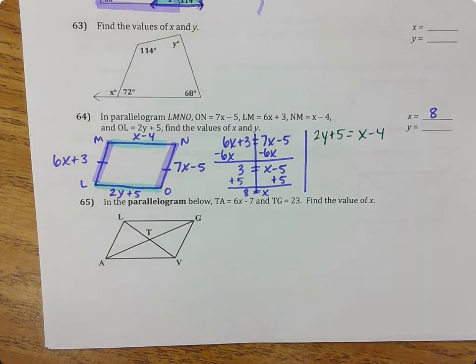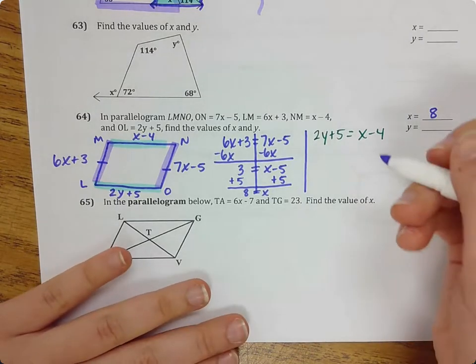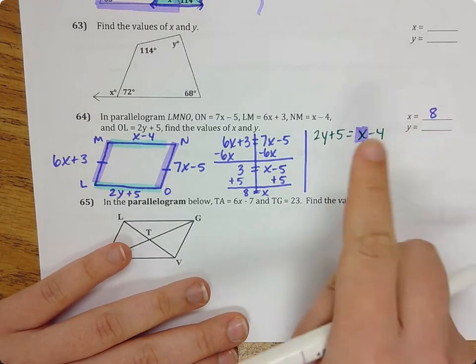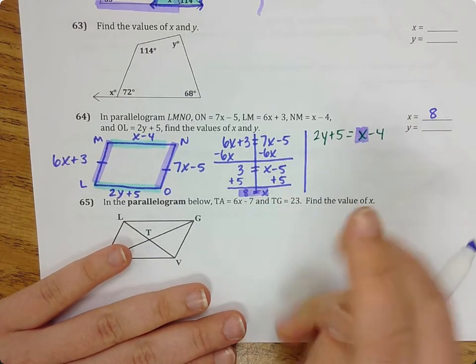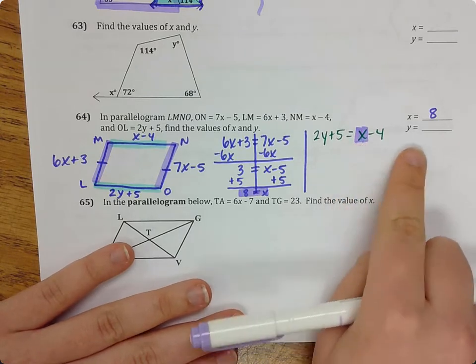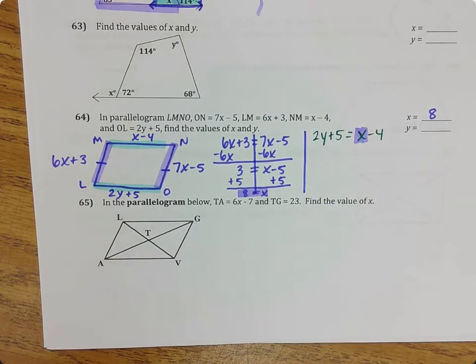But our problem is that we have two variables. We can't solve it if we have two variables. But we know our x value now. We just found it right over here. So I want you to plug in x, and then I want you to solve the rest of your equation for me.